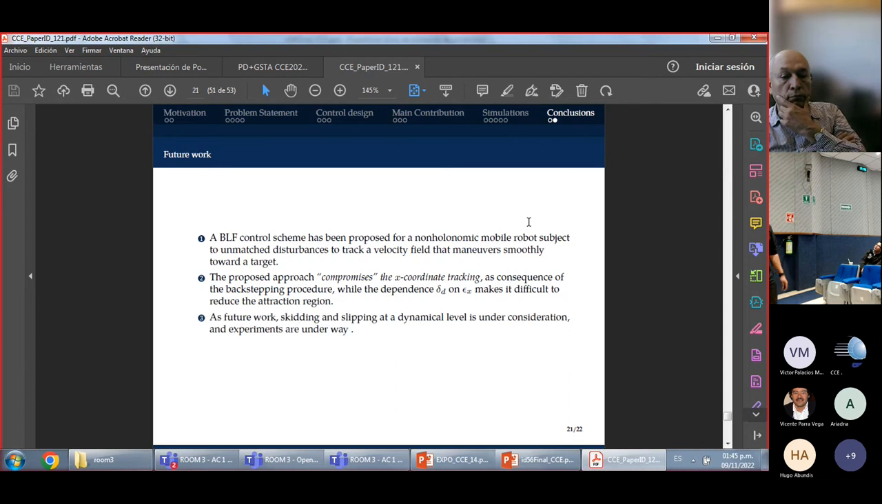And finally, as the perspective of this work, we are currently working on considering a similar scheme at the dynamic level, and on experimental evaluation of the proposal. That will be all of my part.